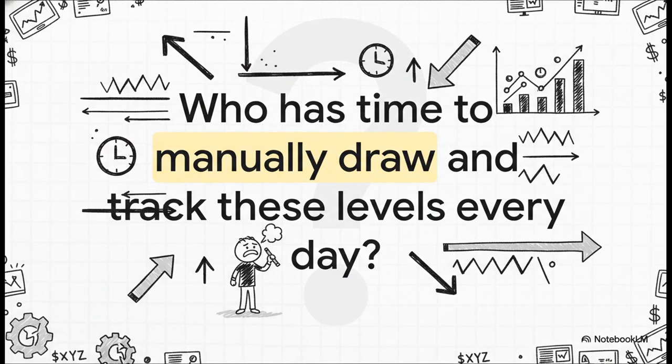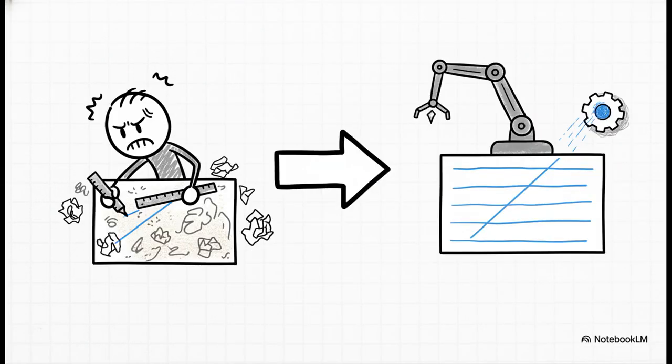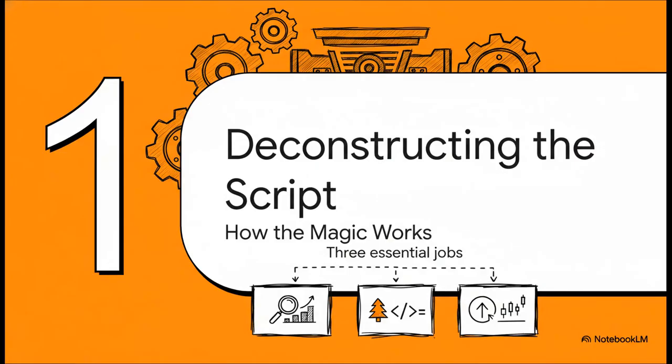It's an amazing concept for sure, but let's be real. Who actually has the time to sit there and manually find, draw, and then track these lines on every single chart, every single morning? It's not just boring, it's super easy to make a mistake. Well, the good news is there is a much, much better way. We can actually teach our charts to do all this work for us, instantly and perfectly, using TradingView's own coding language, Pine Script.